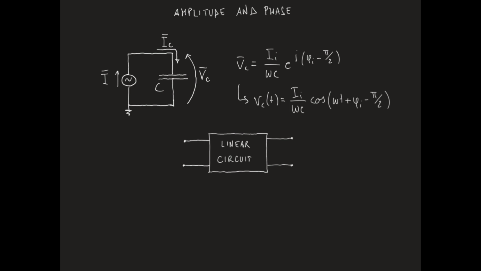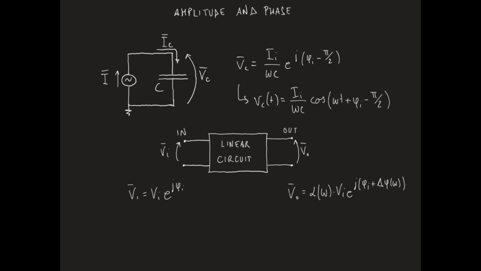In general, if we have a linear circuit with at the input a phasor Vi equal to an amplitude V sub I e to the j phase phi sub I, the phasor at the output, VO bar, will be equal to a coefficient depending on the frequency, alpha as a function of omega here, times the amplitude of the input phasor, times e to the j times the phase phi sub I plus a change in phase delta phi function of the frequency omega.